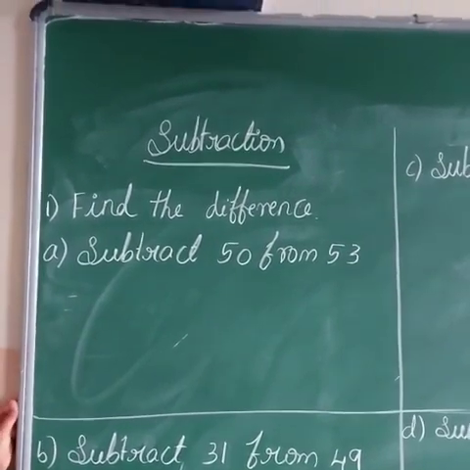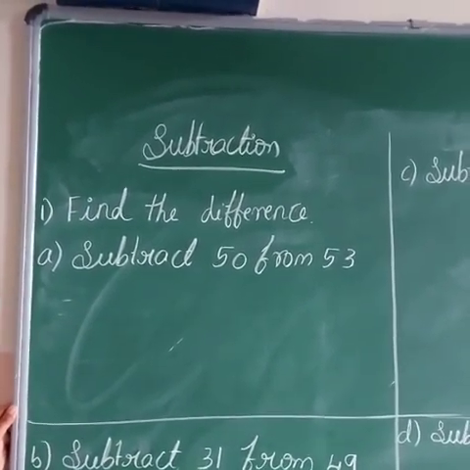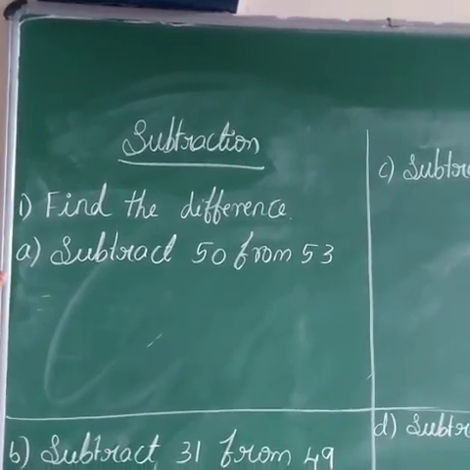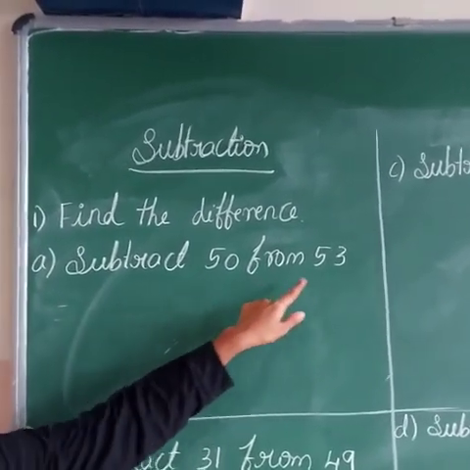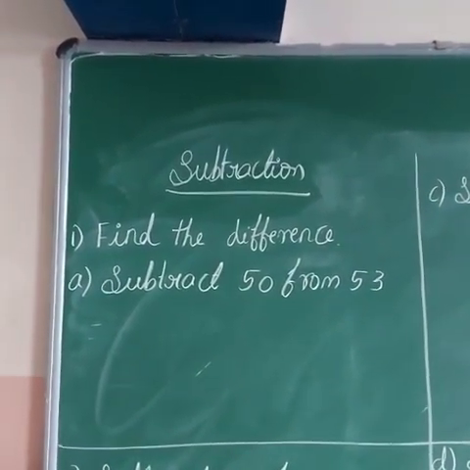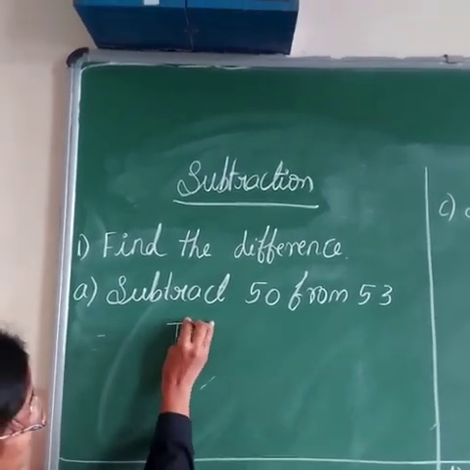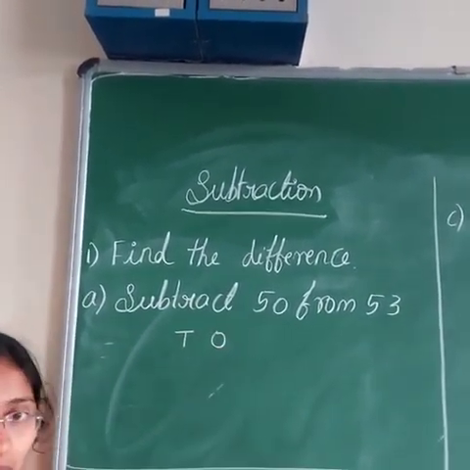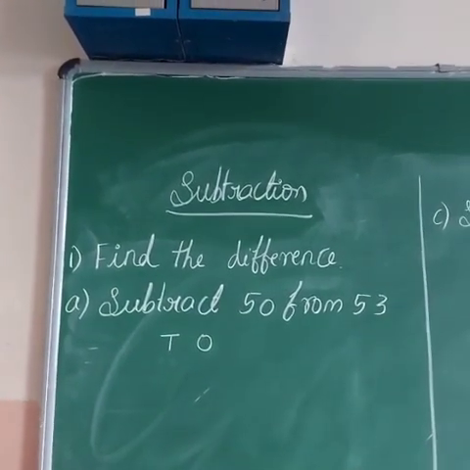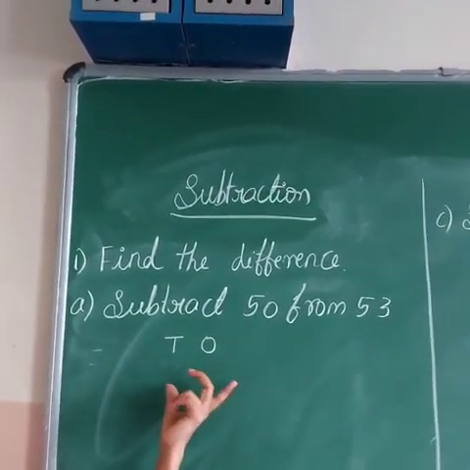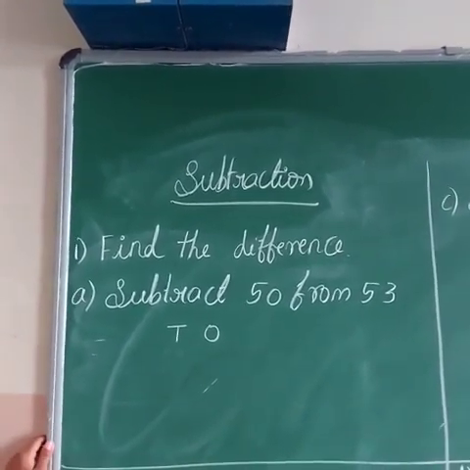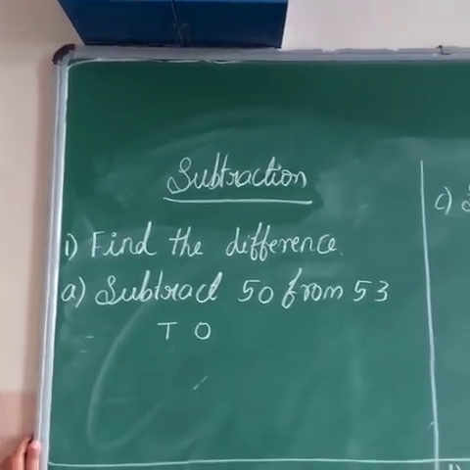Now students, we will solve some sums of subtraction. Find the difference. The first question: subtract 50 from 53. Students, always while subtracting, you need to write the place values first. Here there are 2-digit numbers, so tens and ones places will come. After that, you need to arrange these numbers under these place values. While arranging the numbers during subtraction, you need to write the bigger number first.